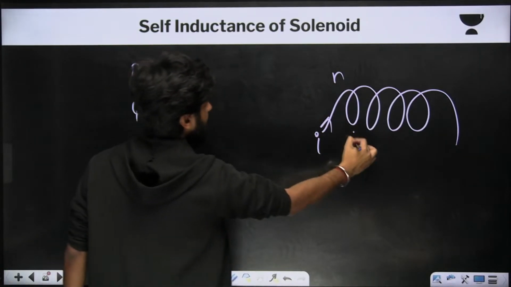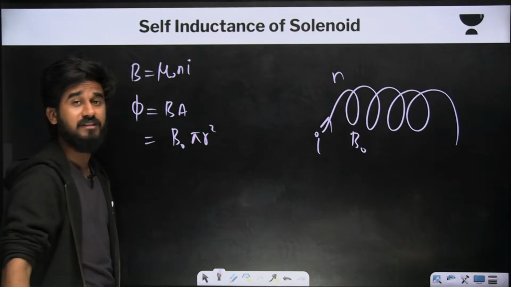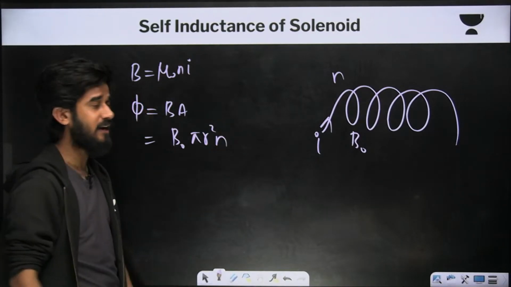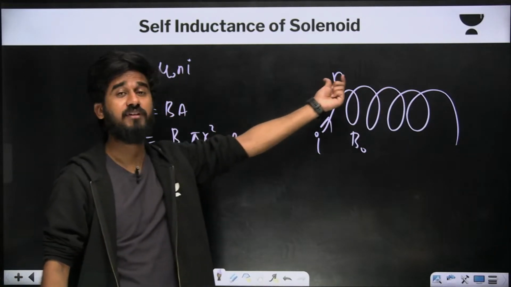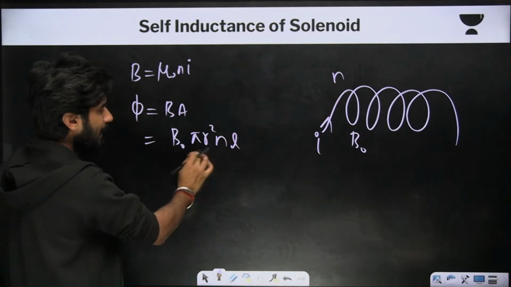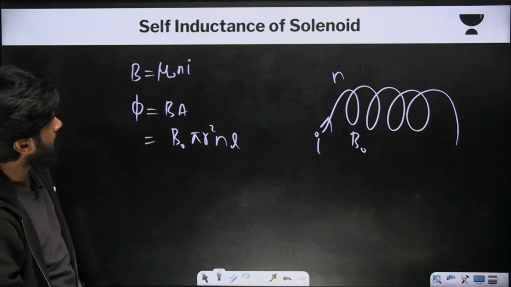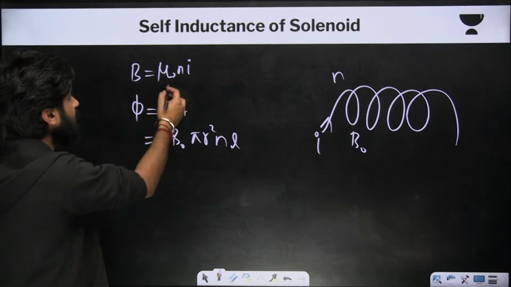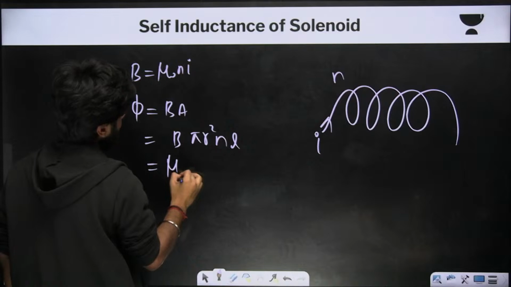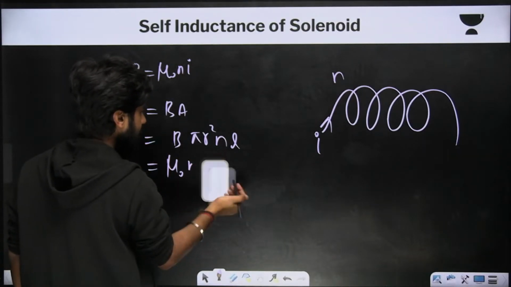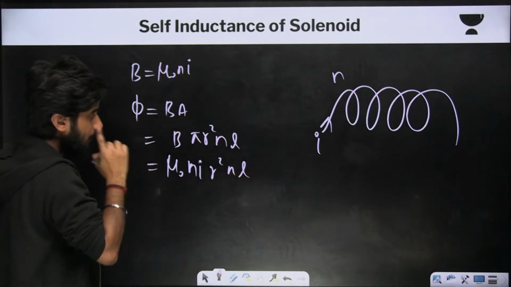Suppose the magnetic field is B naught. So B naught into area is pi R square. And the number of turns are n per unit length, so we'll have to multiply by the length l. So these are the number of turns per unit length, right? Now pi R square and l, this is the flux. Now B is not B naught, B is mu naught n i. So the flux is mu naught n i into pi R square into n l.